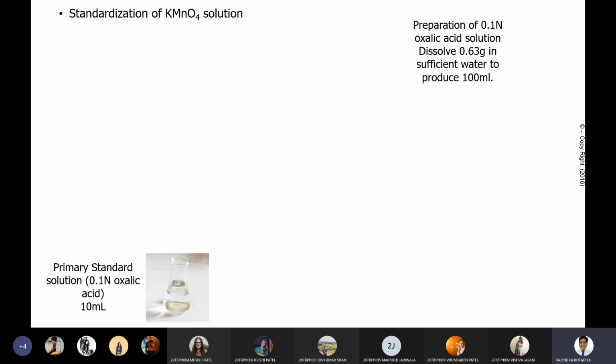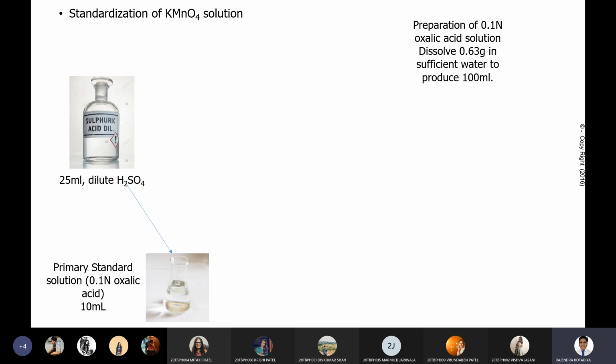So it is 0.63 gram that is to be dissolved in 100 ml water. That will be your 0.1 normal oxalic acid. Okay, and that is your primary standard solution. Right? So the primary standard solution normality, you know, is 0.1 normal and volume is 10 ml. So we'll take 10 ml in a conical flask. Now into that we'll add dilute sulfuric acid 25 ml.